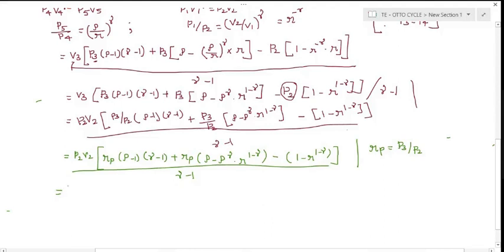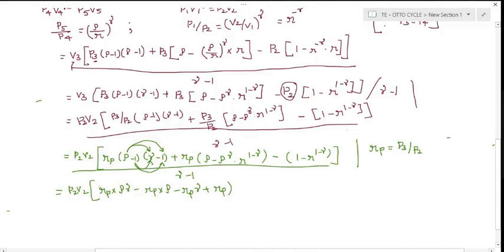Then, multiplying the factor, we get P2 V2 into... 1 into 1, likewise 1 into gamma. So if you multiply the terms, you get RP into rho into gamma, minus rho gamma into RP, RP into rho, right, minus RP into gamma, minus, plus RP.